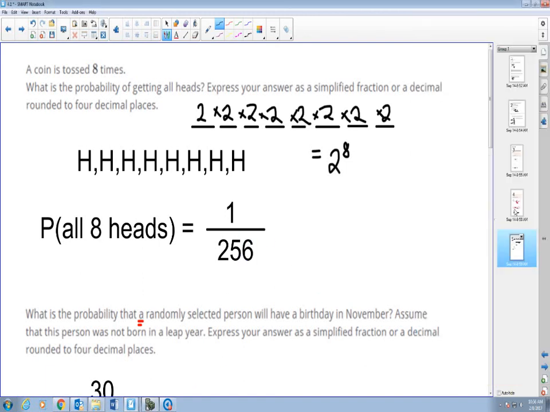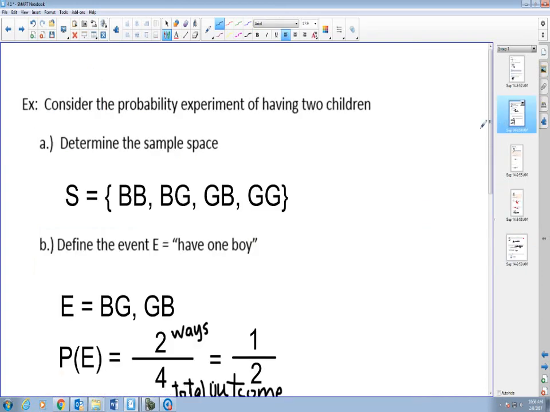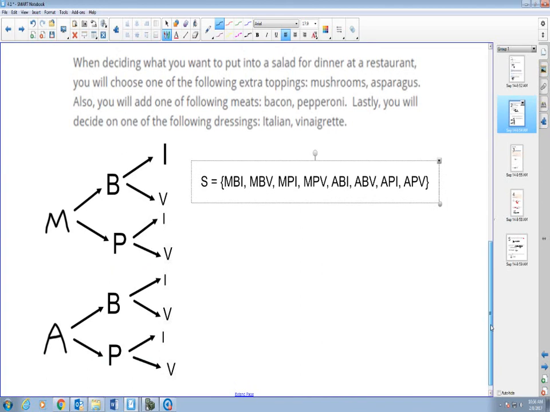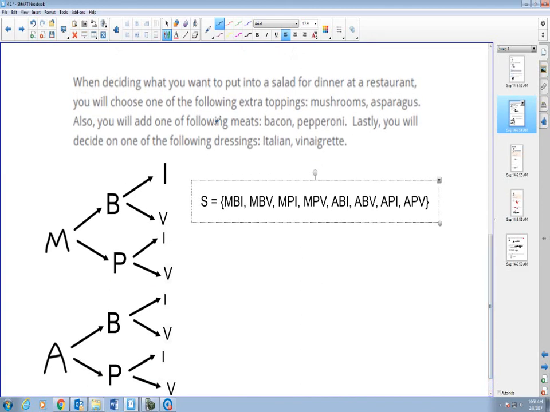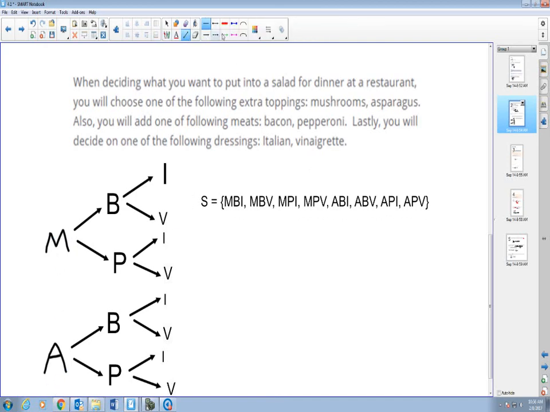All right. I think there was another one, the tree diagram. What's that tree diagram? Right here. Recall this example, I got started with 2 extra toppings, then I'm going to do meat and then dressing. So there are 3 tasks. I've got two ways to choose the topping, two ways to choose meat, two ways to choose the dressing. One task followed by the other, so 2 times 2 times 2 is 8. That's why there are 8 possible outcomes here.